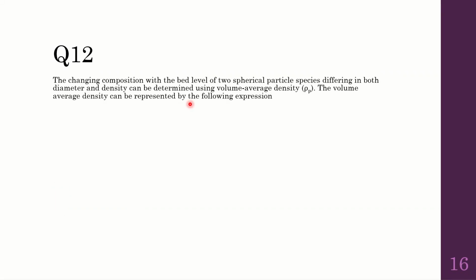In question 12, it is asked that the changing composition with the bed level of two spherical particle species differing in both diameter and density can be determined using volume average density rho p. The volume average density can be represented by the following expression. Option A, rho p is equal to C1 rho p1 plus C2 rho p2 by rho p1 plus rho p2, or in option B, rho p is equal to C1 rho p1 plus C2 rho p2 by C1 plus C2. Option C, it is C1 rho p2 plus C2 rho p1 by C1 plus C2, or option D, a longer combined expression divided by C1 plus C2.